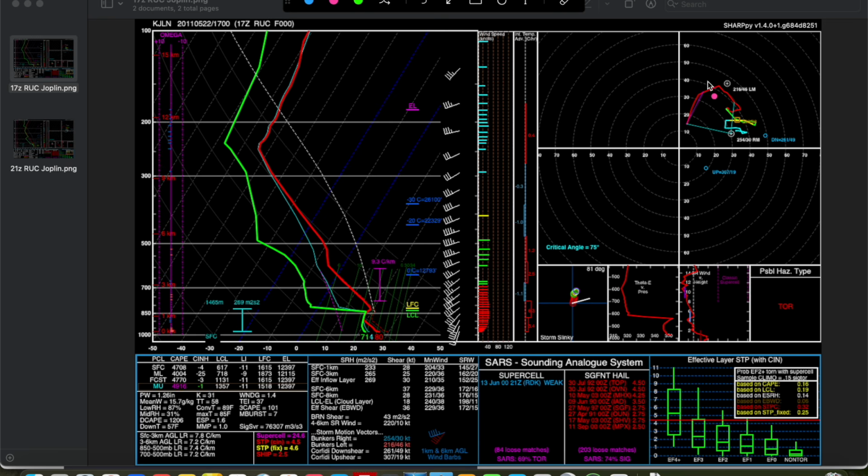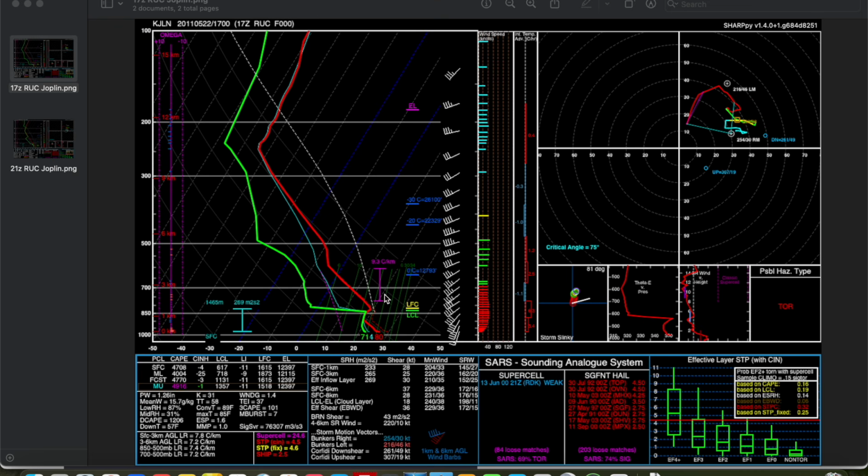Oftentimes for a more classic or low precipitation storm mode, you'd want those upper level winds to really be quite strong and to help vent that precipitation off away from the mesocyclone region. And that was not really the case here looking at these rapid update cycle models.